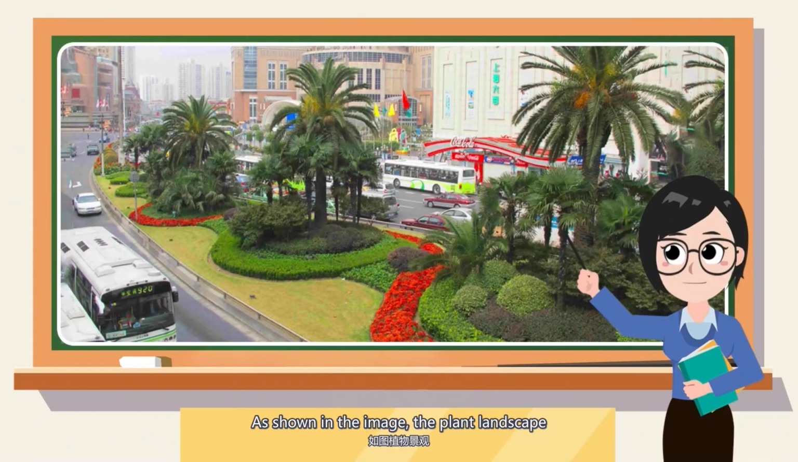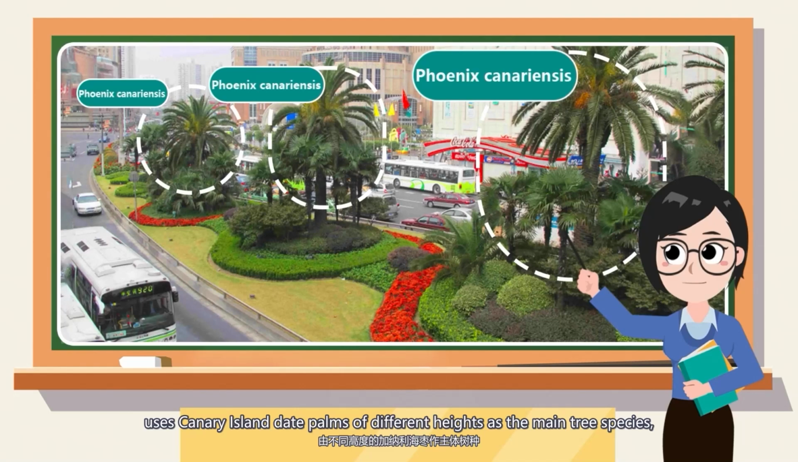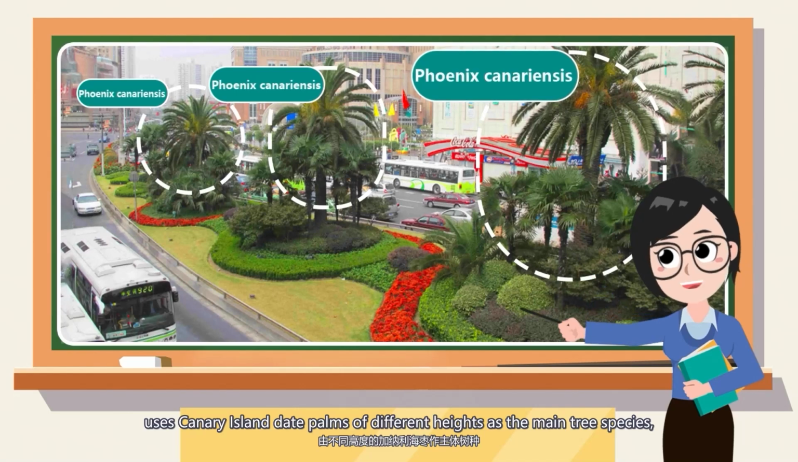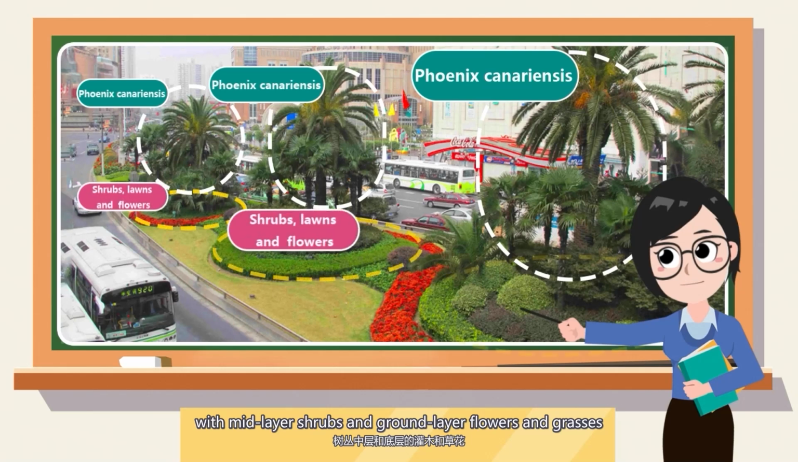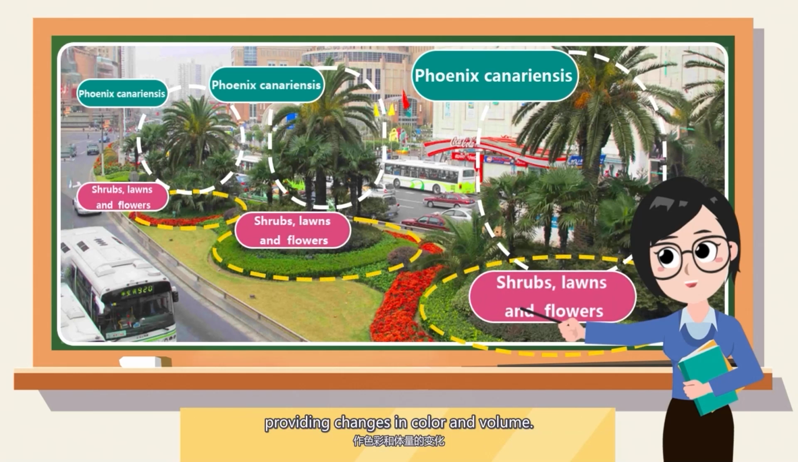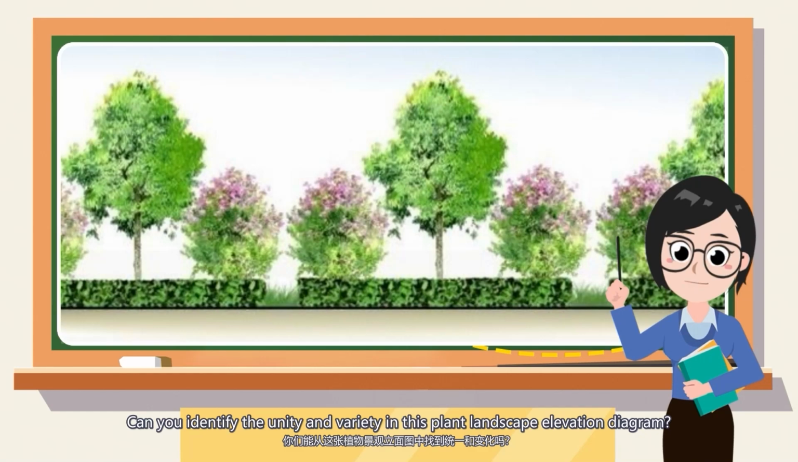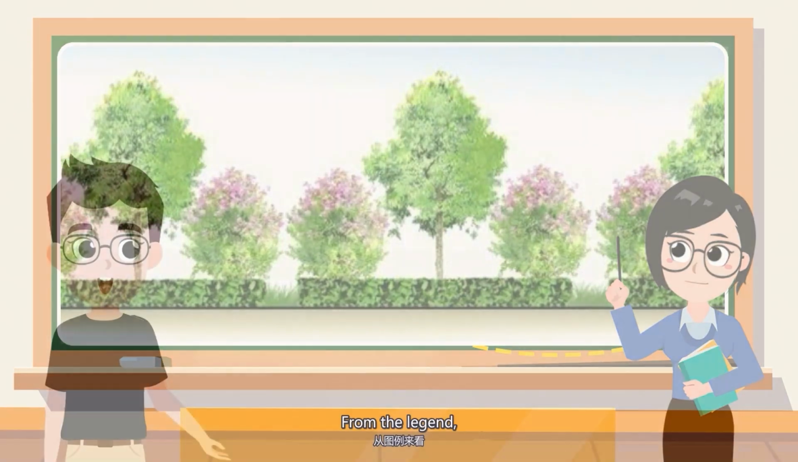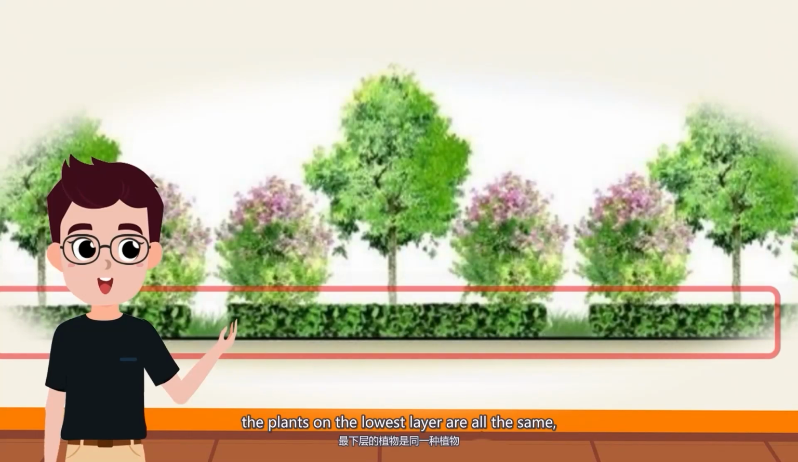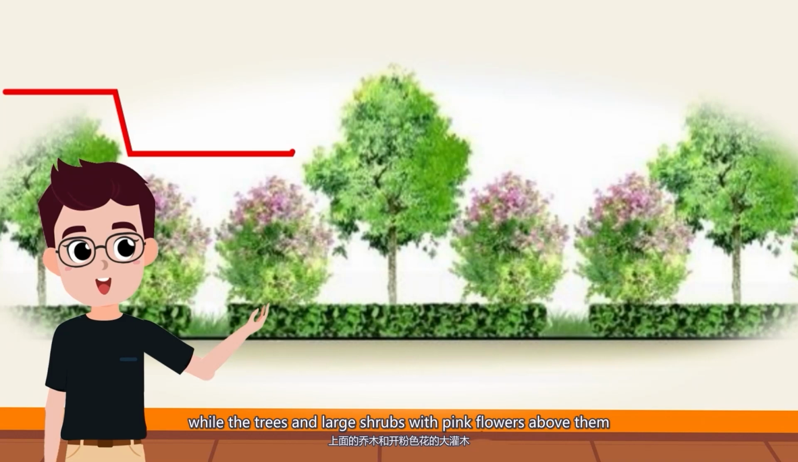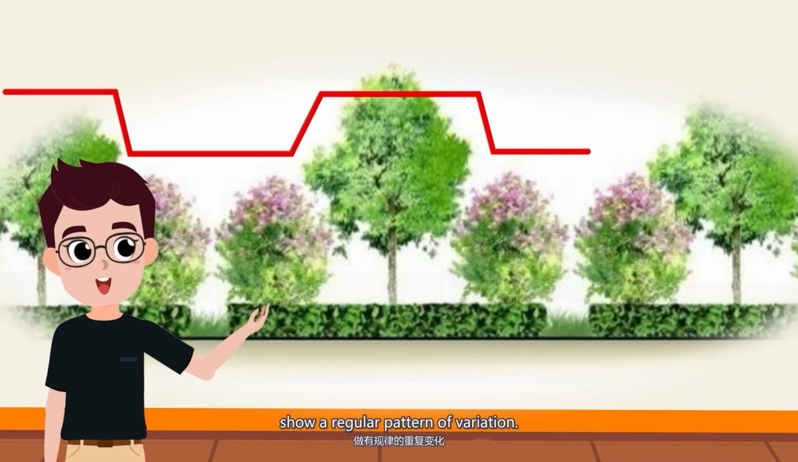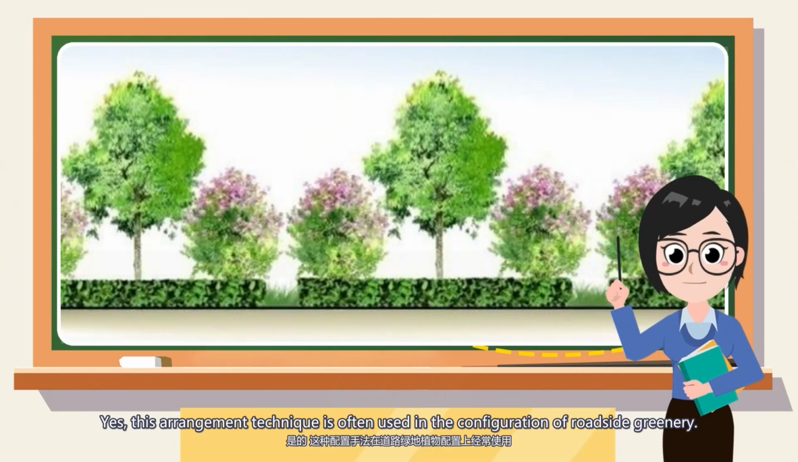As shown in the image, the plant landscape uses Canary Island date palms of different heights as the main tree species, with mid-layer shrubs and ground-layer flowers and grasses, providing changes in color and volume. This creates a landscape that is both lively and harmoniously unified. Can you identify the unity and variety in this plant landscape elevation diagram? From the legend, the plants on the lowest layer are all the same, while the trees and large shrubs with pink flowers above them show a regular pattern of variation. Yes, this arrangement technique is often used in the configuration of roadside greenery.